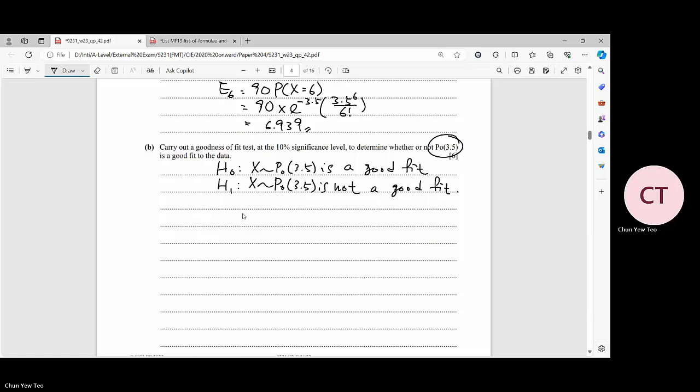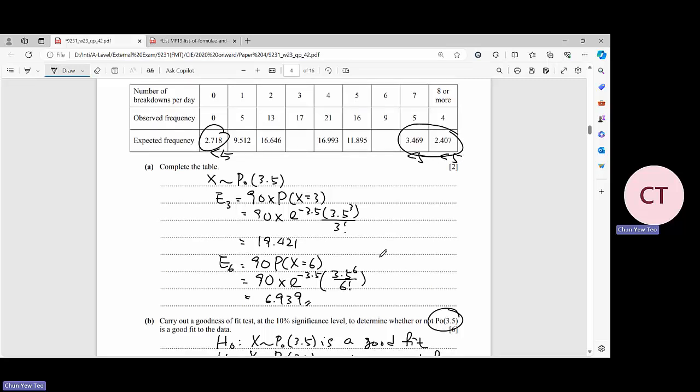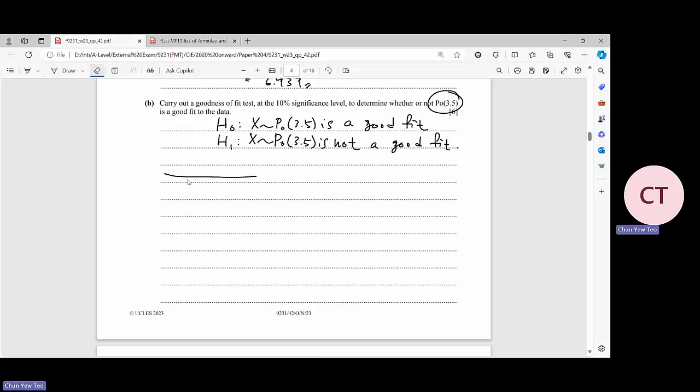Okay. Then we build the table again, because this one is less than 5, this one is less than 5, this one is less than 5. So we need to combine them together. Over here, I will show how to combine them.